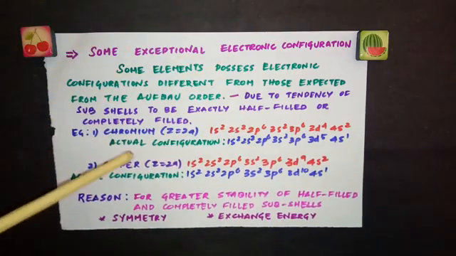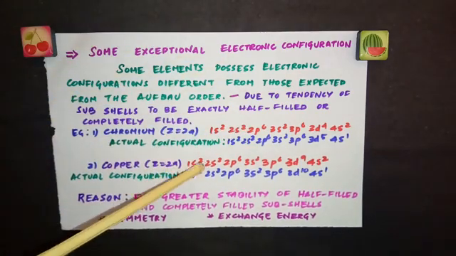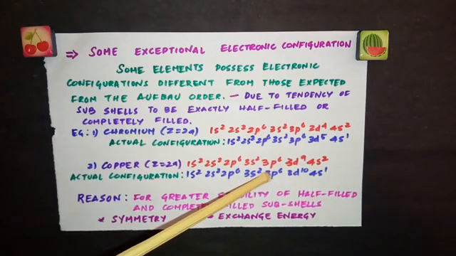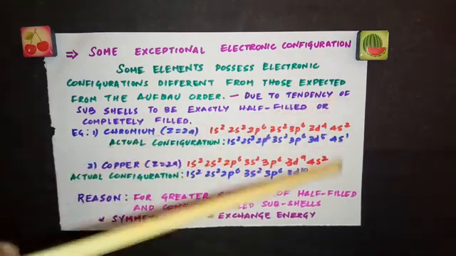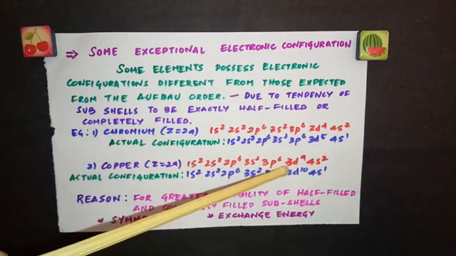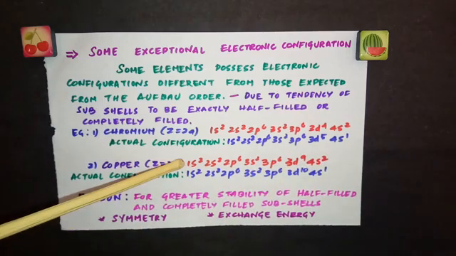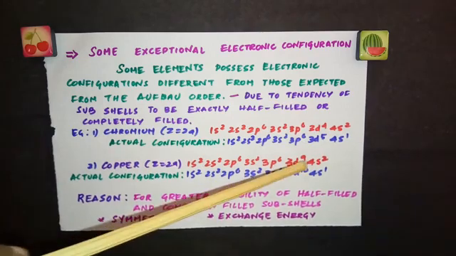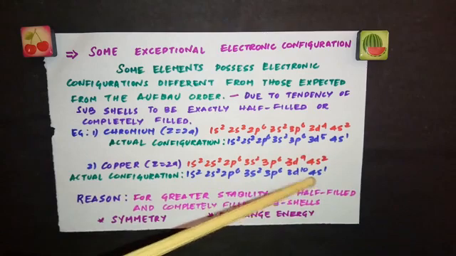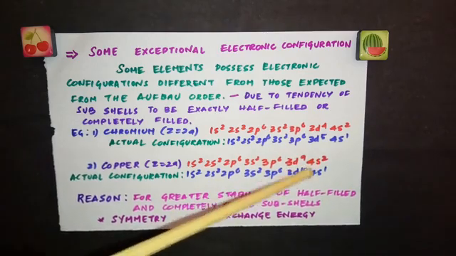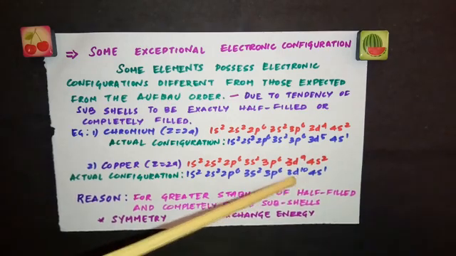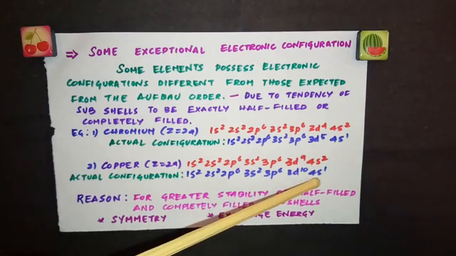Same way for copper, the atomic number is 29. So what will be the configuration? Till this we have 18 electrons filled. Now the 19th electron enters 4s, 19, 20 and then 9 electrons in 3d. This is the expected configuration for copper. But the actual configuration is, instead of 3d9 4s2, it is 3d10 4s1, because 10 electrons in the d orbital is a completely filled subshell which is more stable. Same way 4s is half filled.